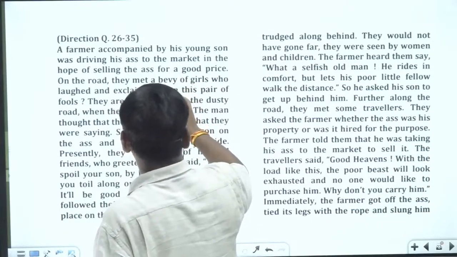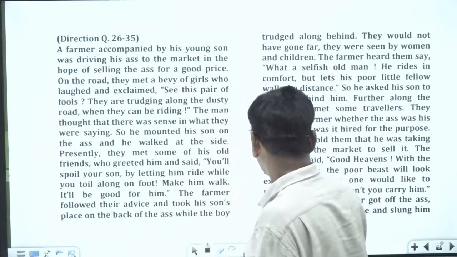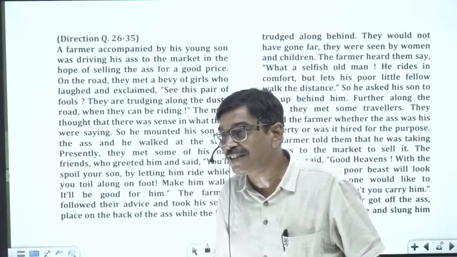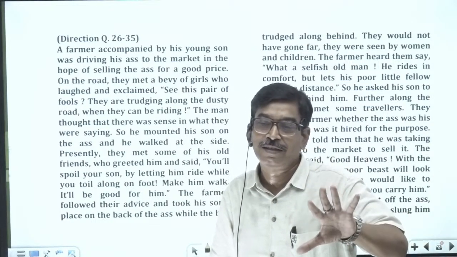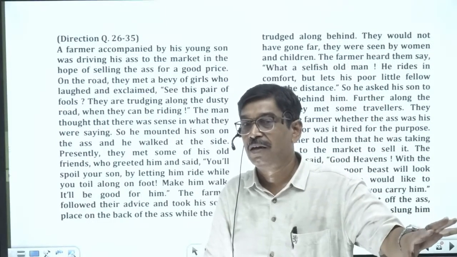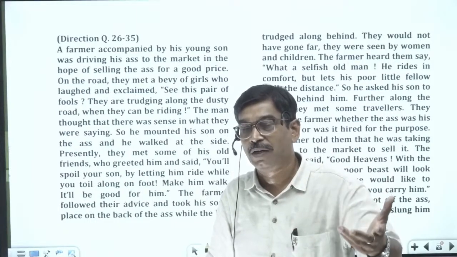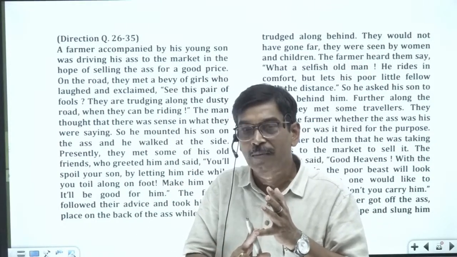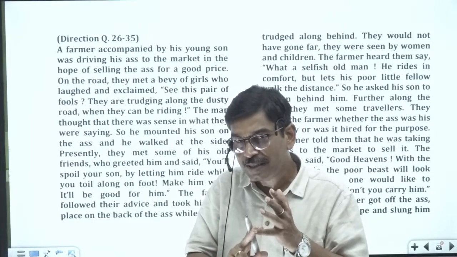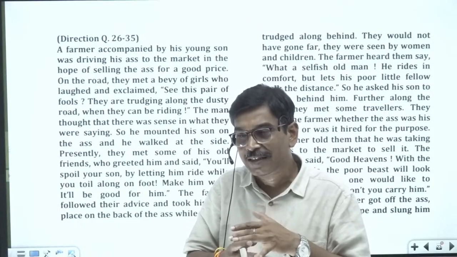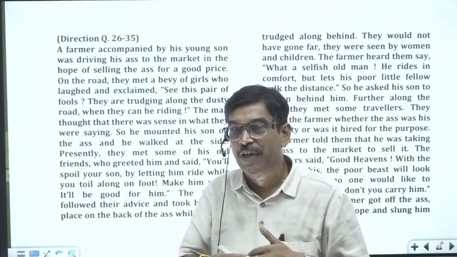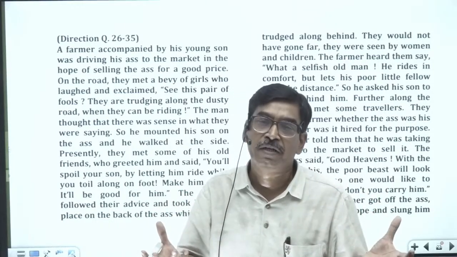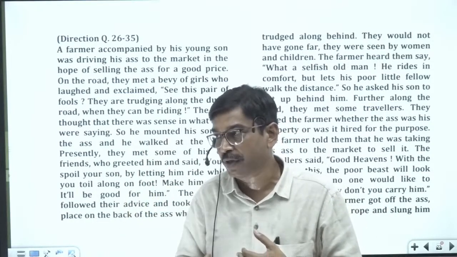Now, a farmer accompanied by his young son was driving his ass to the market. This is a very long passage, and I would like to tell you about it very briefly. The passage is about a simpleton farmer, and the farmer by nature is very credulous, ready to believe whatever is told by anyone. First, he is a very simple, innocent farmer, and he is also credulous. Whatever anybody supplies, he just tries to receive it. In that way, he lost his acumen, his power of understanding, and became imprudent and injudicious. That's why lots of things happen in the entire passage.